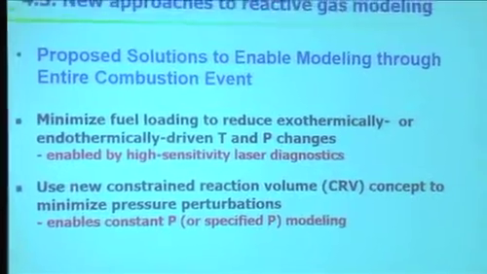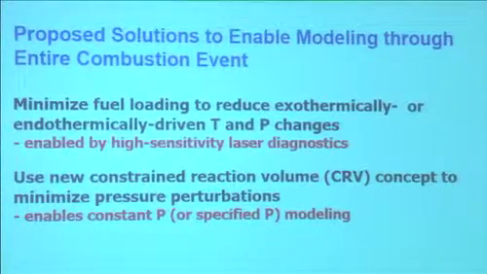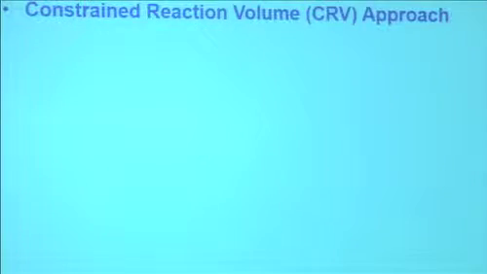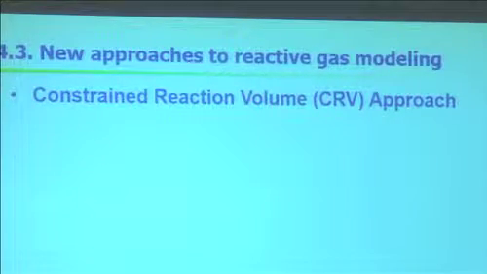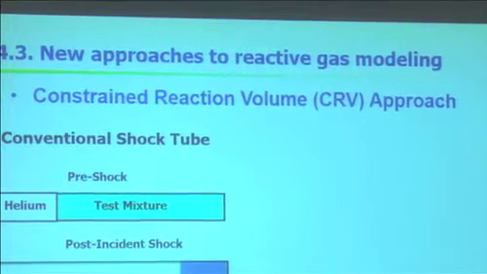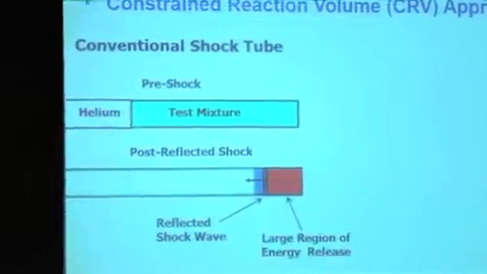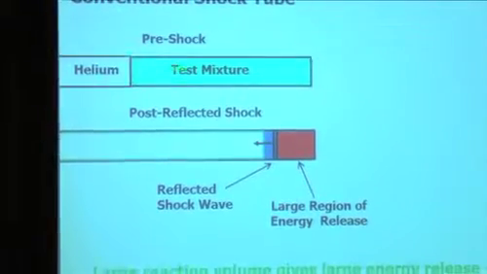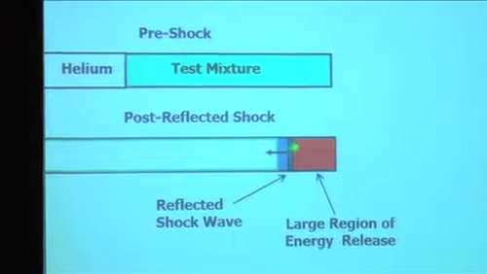So it finally occurred to me there's another way to solve this problem. We can't make it a constant volume problem, but maybe we can get close to a constant pressure problem. I call this the constrained reaction volume idea. We've been working on it maybe a year and a half. We've published 2 papers now. Here's the idea. Here's a conventional shock tube. Fill this, usually use helium driver, unless you're tailored immersive nitrogen. Here's the shock, you fill the shock tube, you fire the shock wave, here's the reflected shock wave.